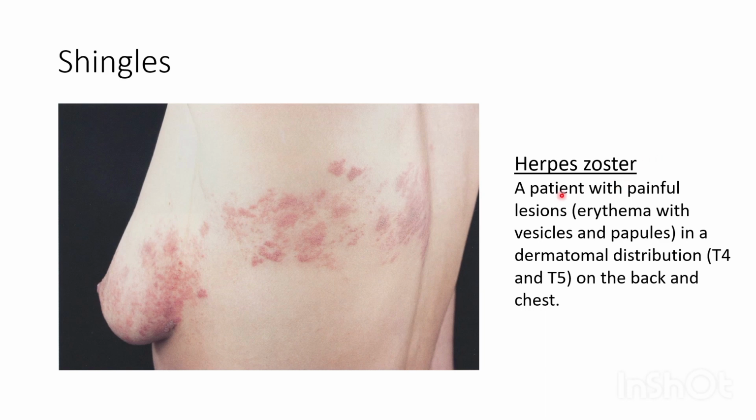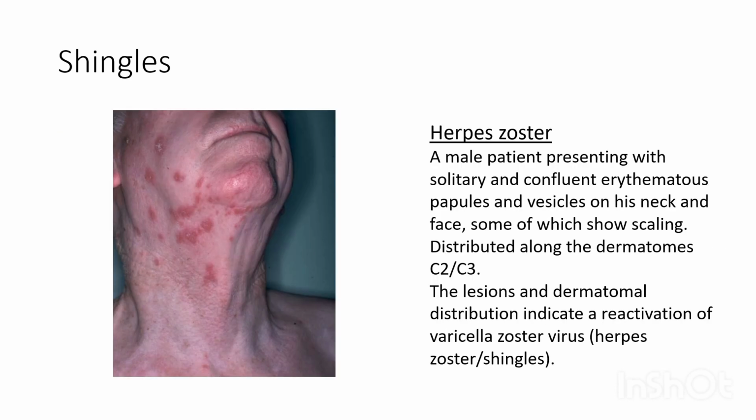Herpes zoster: a patient with painful lesions, erythema with vesicles and papules, and a dermatomal distribution T4 and T5 on the back and chest. Herpes zoster: a male patient presenting with solitary and confluent erythematous papules and vesicles on his neck and face, some of which show scaling, distributed along the dermatome C2, C3. The lesions and dermatomal distribution indicate a reactivation of varicella zoster virus. Herpes zoster, shingles.